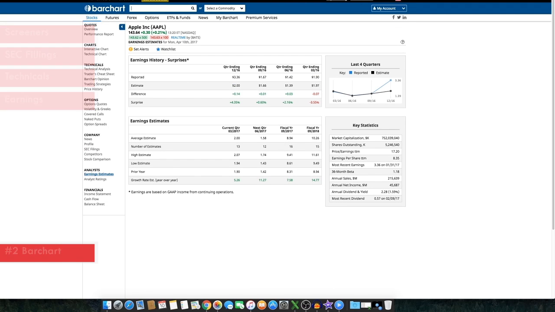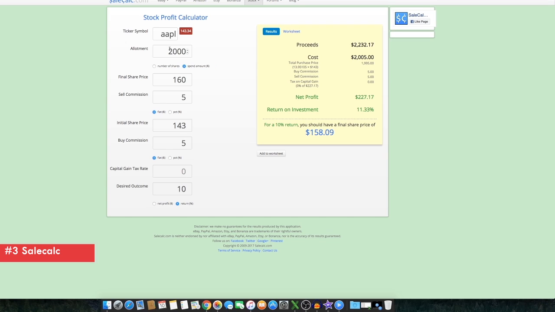The third website is Stock Profit Calculator by Salecalc. This helps me find what percent return I would want, what their initial share price would be, and what the final share price would be, as well as how much I'm spending or how many shares I'm buying. This information I can find on my own, but it's much quicker to find an exit strategy using a calculator like this.